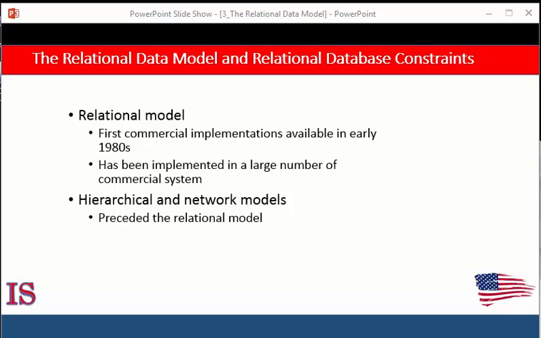Data models that preceded the relational model include the hierarchical and the network models. They were proposed in the 1960s and were implemented in early database management systems during the late 1960s and early 1970s. These are now referred to as legacy database systems. The relational database has far and away become the dominant model for database management systems.